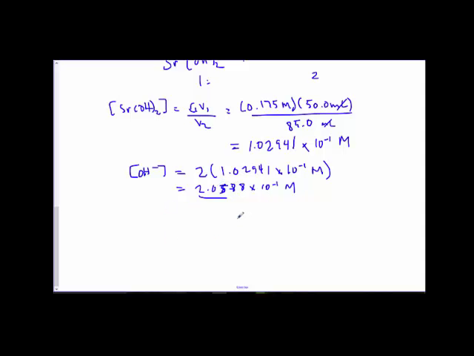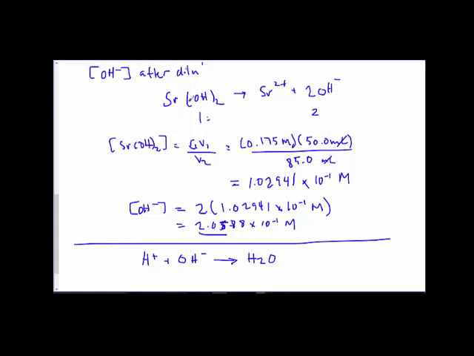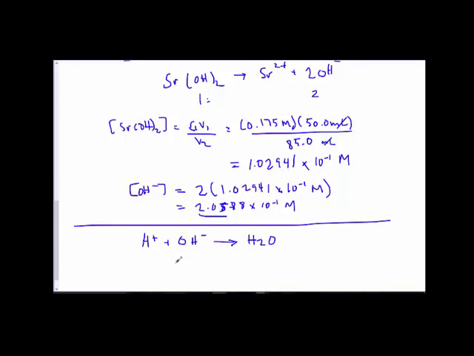find out which one is in excess. So I've got H plus and OH minus giving me water, and I've taken into account the 2 hydroxide ions that are produced by the base, and I've got a final value here so I can compare them. So I've got 2.0588 times 10 to the negative 1 moles per liter for my base, and for my H plus I had 4.8348 times 10 to the negative 2 moles per liter, 3 sig figs.